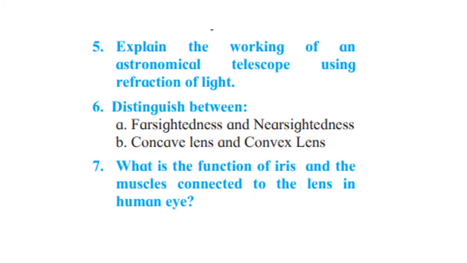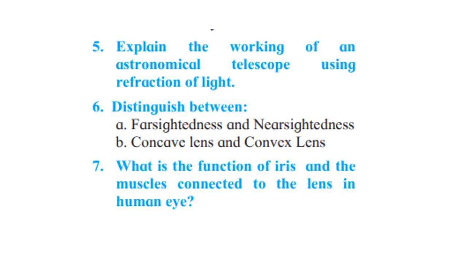Question number 5. Explain the working of an astronomical telescope using refraction of light. The answer is given on page number 90-91. Page number 90, last paragraph, telescope paragraph, till page number 91, the end of the first paragraph, along with the diagram 7.18. Distinguish between, I have shared in the next slide, the answers are given.